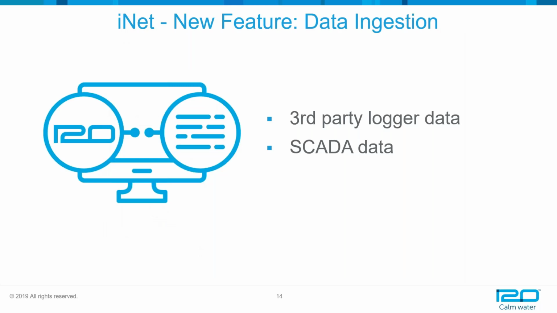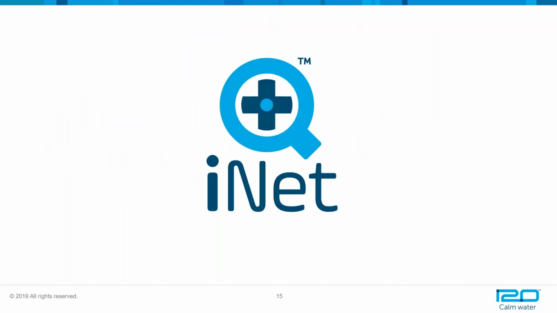I2O's data platform can ingest or import pressure and flow data from a variety of sources and is not restricted to I2O's own loggers and pressure controllers. All log data can be analyzed by iNet to give you maximum value from your data gathered across your entire water network. We will be adding many new features to iNet over the next year, and we'll cover these in a future webinar. Thanks, Dan, for taking us through those features.